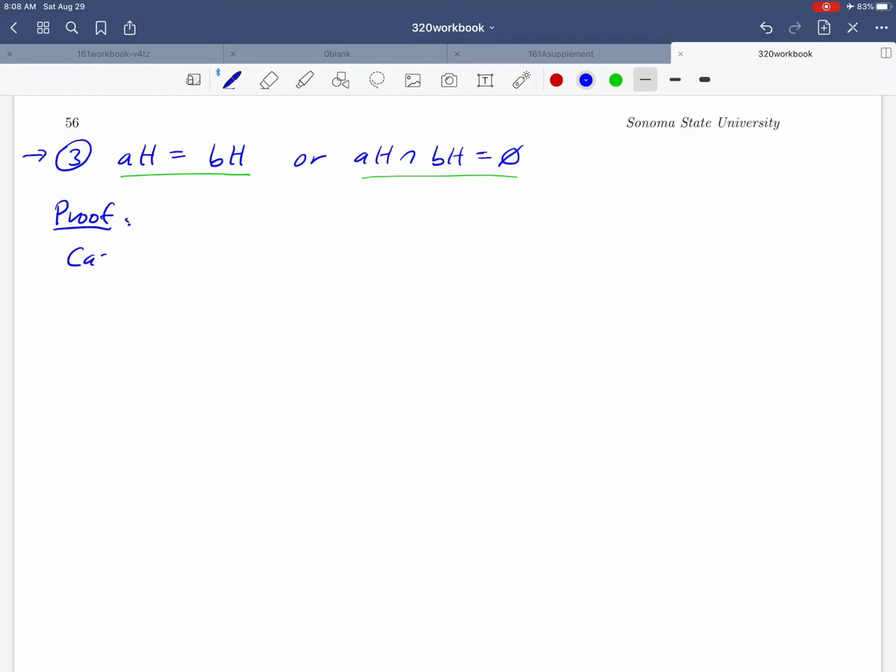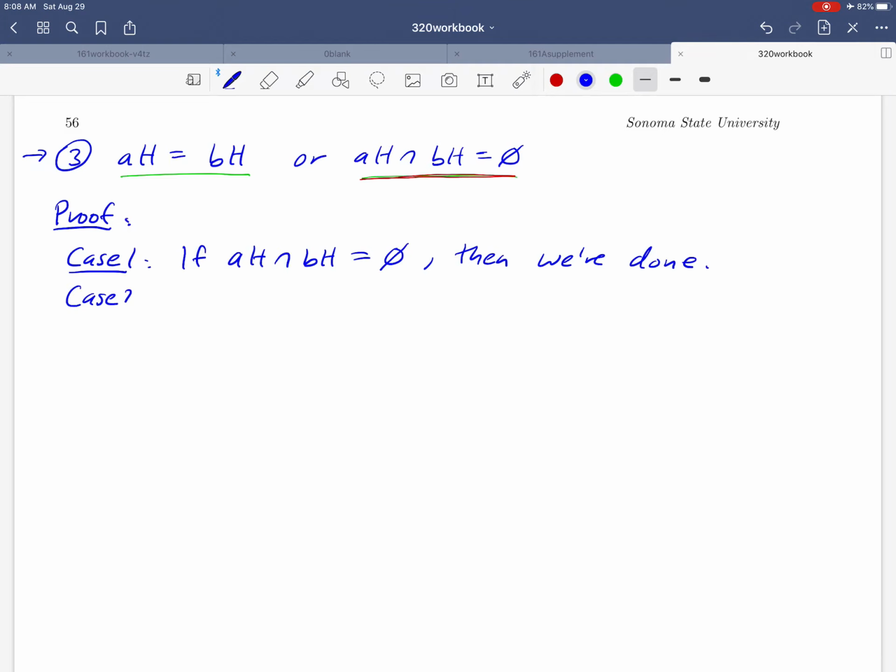Okay, so I'd like to start with the case that AH and BH are disjoint. If we assume that, notice that that's exactly one of the two parts of the statement that we're trying to prove. So if we start with that assumption, we're done in one step, because we already have the fact that AH and BH are disjoint. So you can think of case 1 as being kind of a trivial case. Just making the observation that if that were true, we'd be done already.